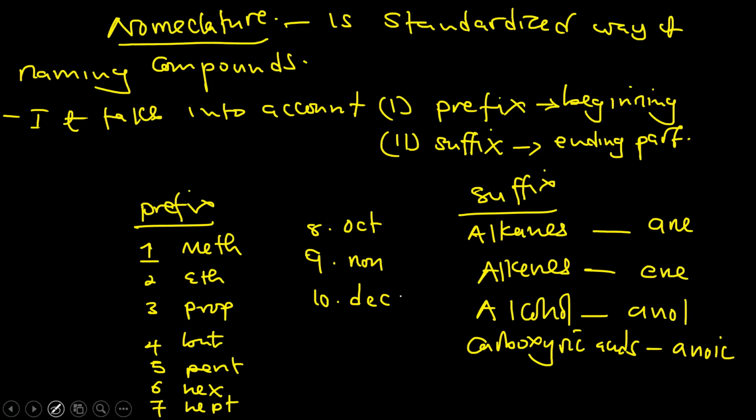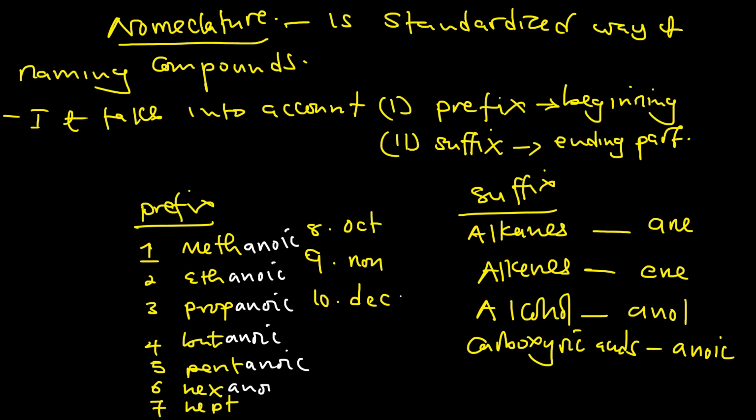In the case of carboxylic acids, the first one is going to be methanoic. The second one is going to be what? Ethanoic. Then we have propanoic, then butanoic, then pentanoic, then hexanoic, then heptanoic, then octanoic, then nonanoic, then decanoic. So these are carboxylic acids.